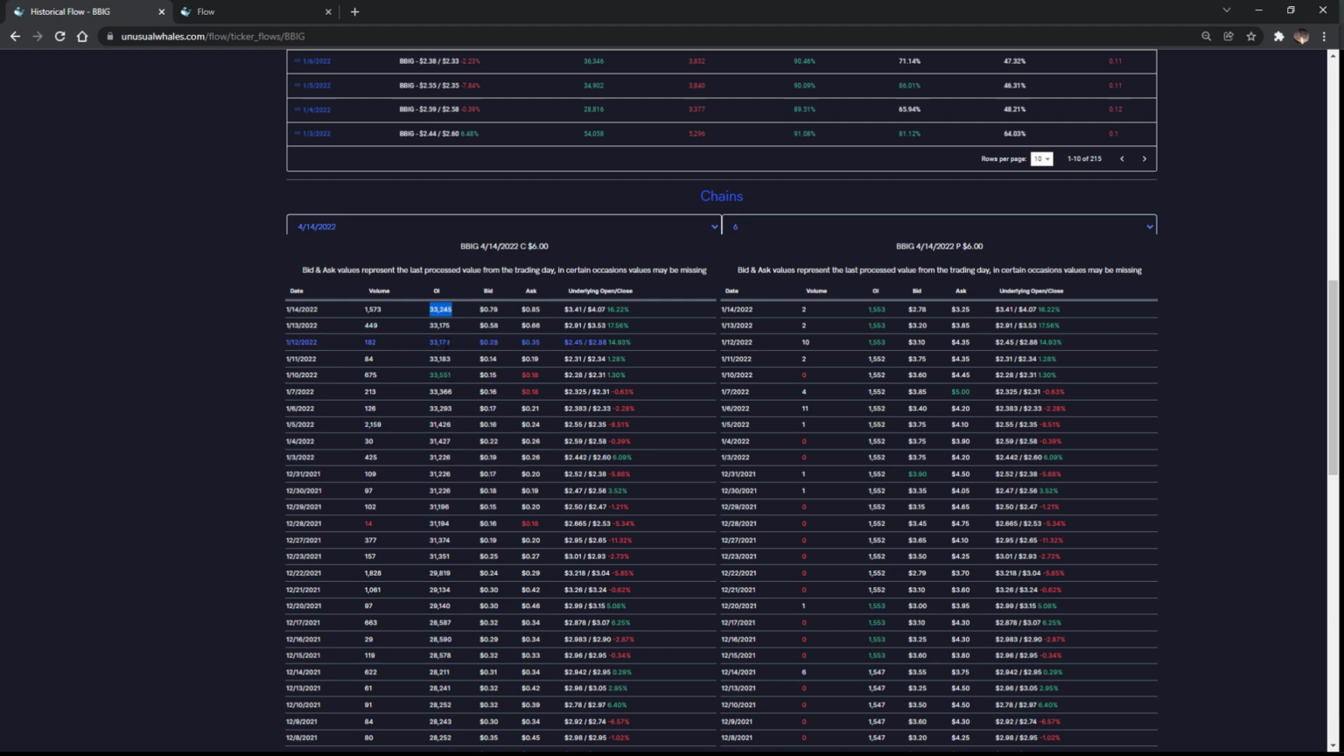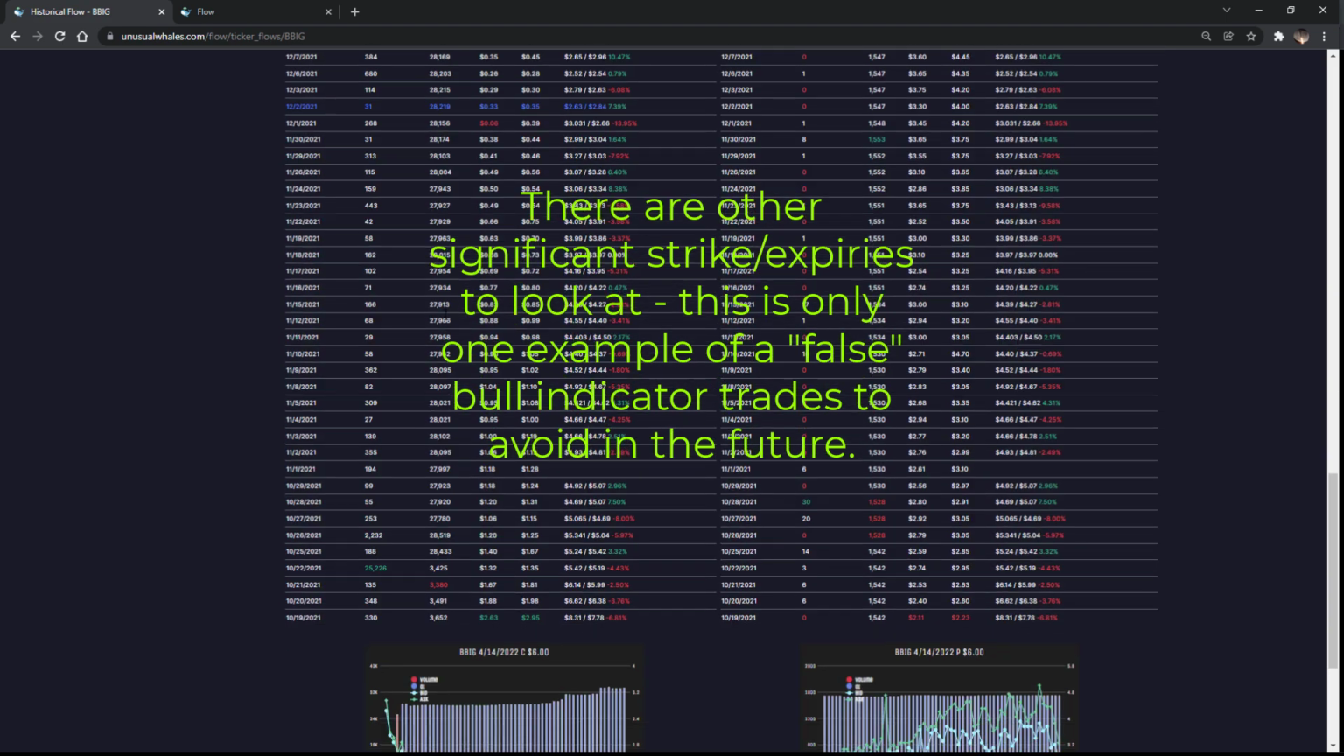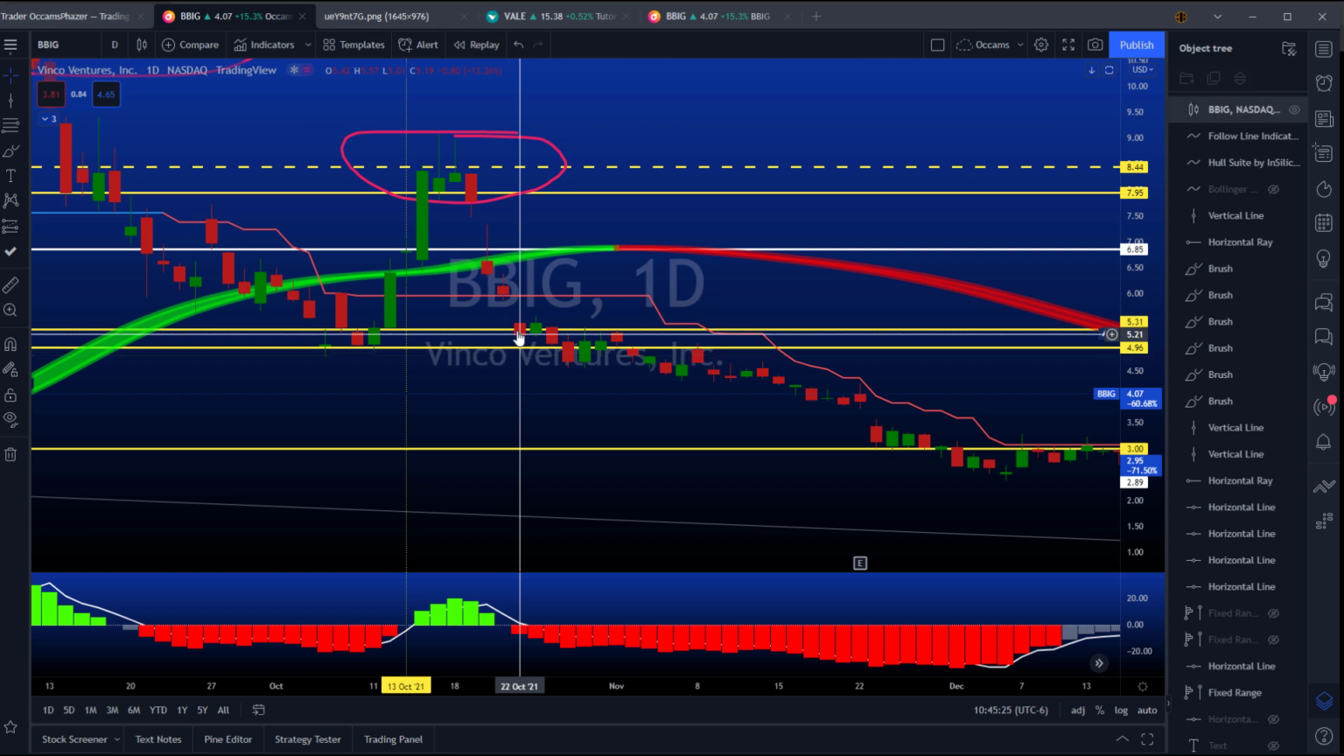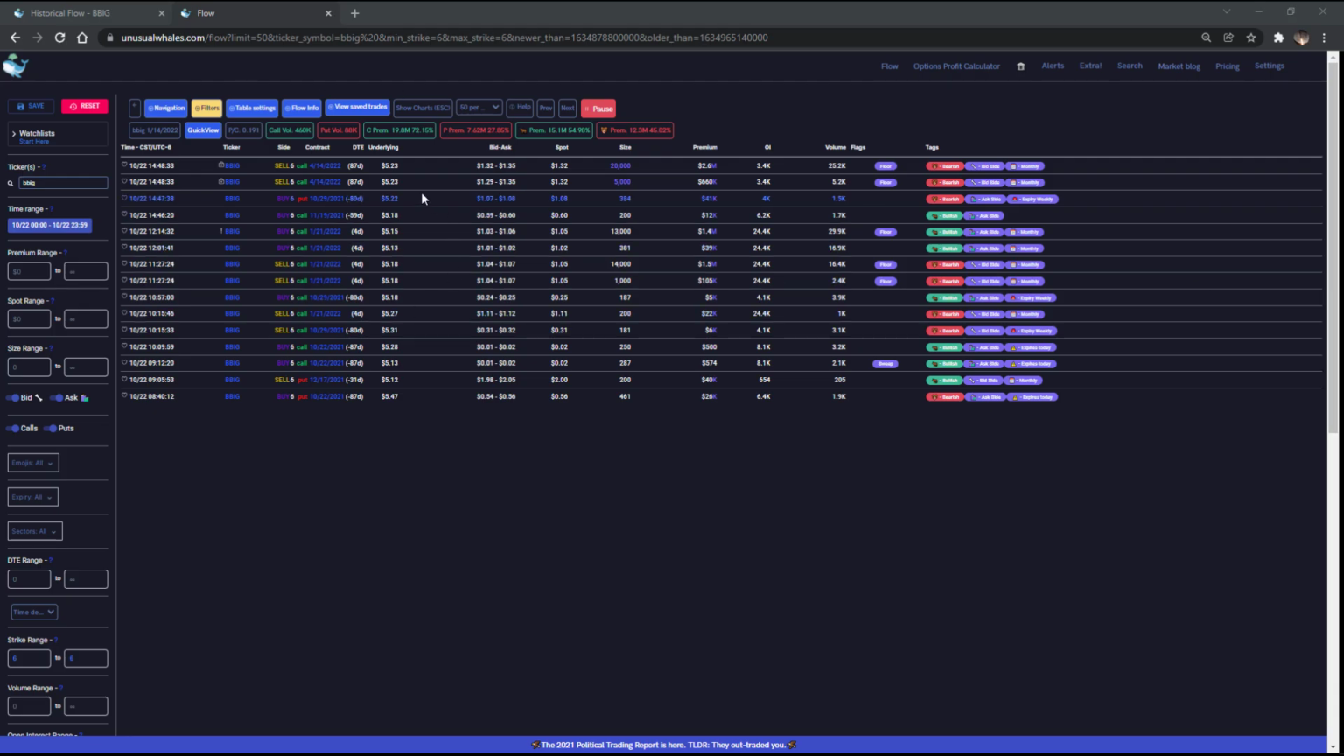Now, where did this open interest come from? It's possible that it came right here on 1022. Let's go back to the chart real quick for context, which BBIG was trading in between $5.57 and $5, which over here on Unusual Whales confirmed this trade, which adds up to $3.2 million.